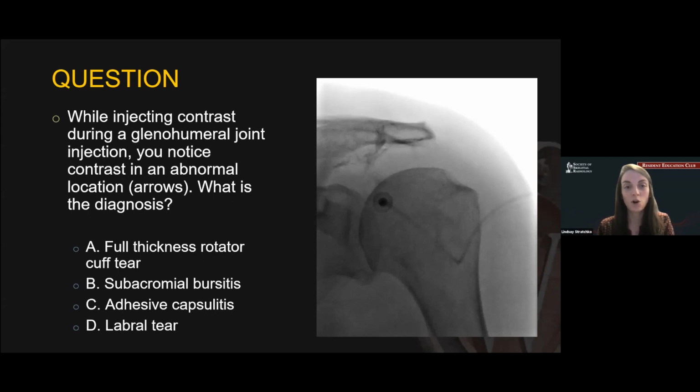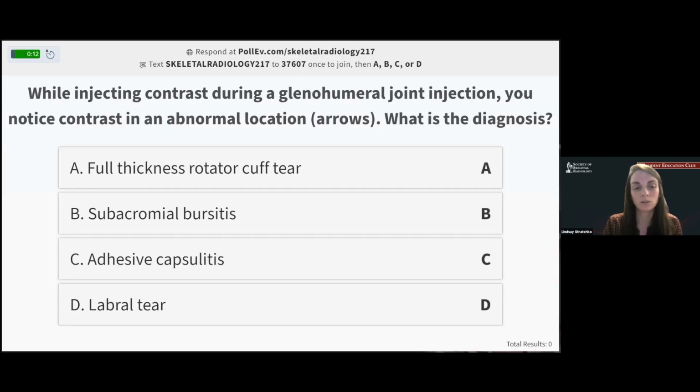All right, so moving on to our next question here. While injecting contrast during a glenohumeral joint injection, you notice some contrast in an abnormal location. And I'm sorry, my arrows didn't come over. So I'm going to put my pointer, hopefully you guys can see that, on the contrast here. So what's the diagnosis? A, a full thickness rotator cuff tear, B, subacromial bursitis, C, adhesive capsulitis, or D, a labral tear.